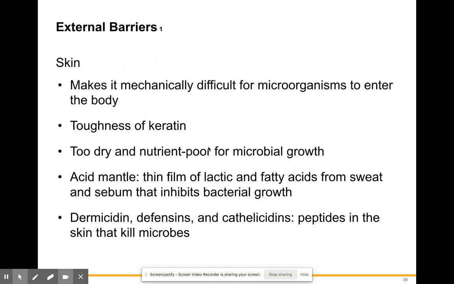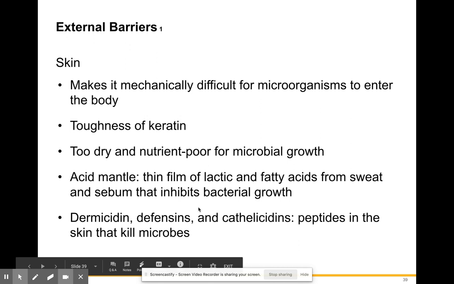There's something called an acid mantle, which is a thin film of lactic acid and fatty acids from your sweat that covers your skin. Your sweat does two things. Number one, it cools you down when your body temperature rises. It's a negative feedback mechanism that helps bring you back to homeostasis, and it cools you down when your body temperature goes high.